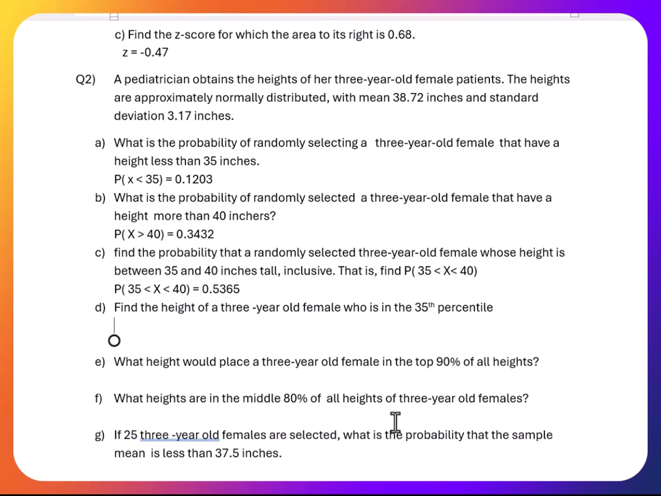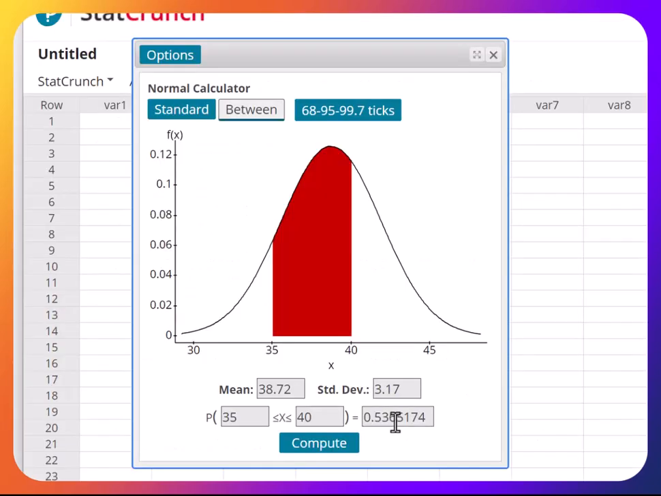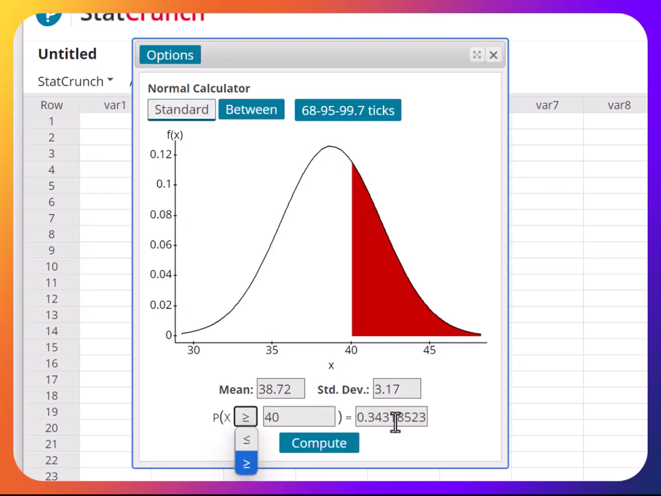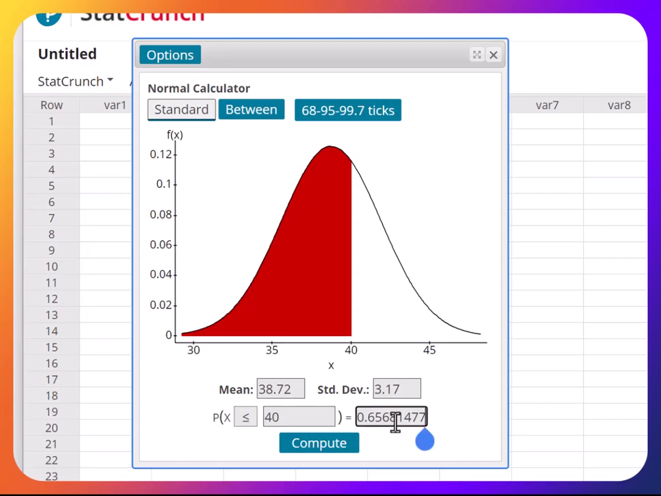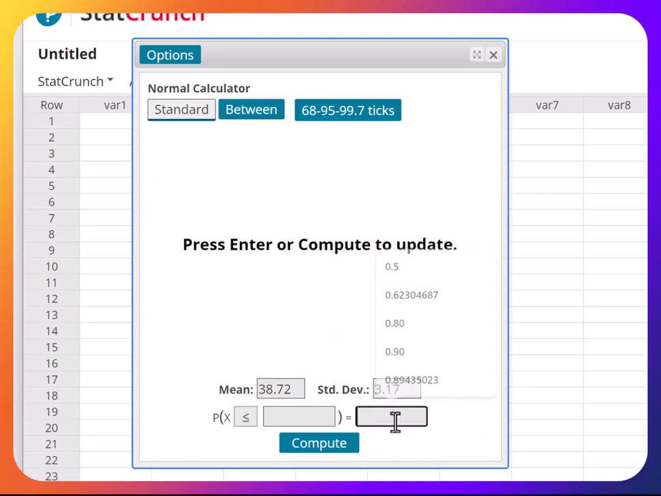Okay, find the height. I'm going to do everything using StatCrunch, and then I'll show you how to use the TI-84 for this one. Find the height of a 3-year-old female who is in the 35th percentile. Once he gives you a percentile, that means he gave you the probability. Now he wants the X value. X equals. So here's how you do it. You already know the probability. Since it is a percentile, I have to do less. So just put 0.35 here, and then you're going to get the height right here.